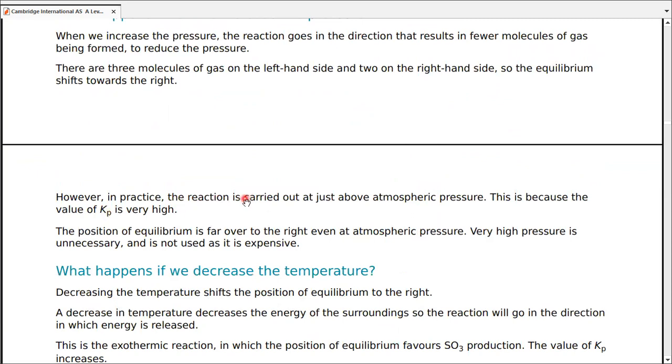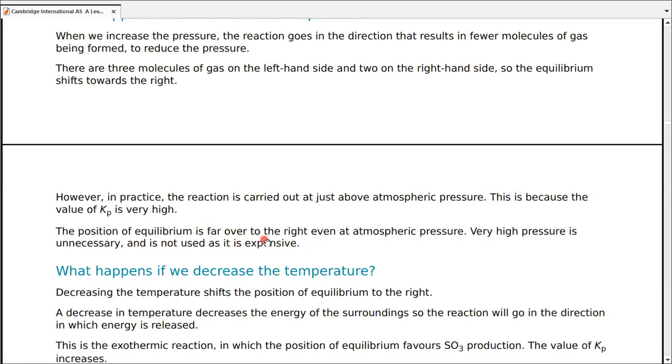Now, in practice, the reaction is carried out just above atmospheric pressure. This is because the value of Kp is very high. Now, when the value of Kp is very high, you need to understand the fact that the product formation is very much favored.